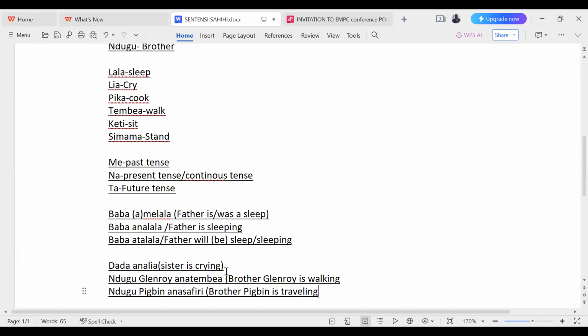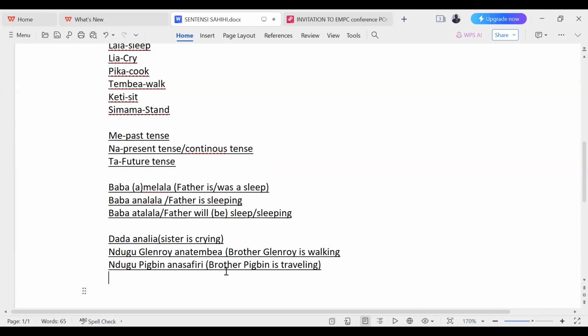Remember, the word safiri came from the word safari. When you say safari, it's a journey or a trip. So safari is the noun here, but the verb is safiri. Safari is the noun, journey. Safiri is the verb of safari, which means traveling, or having a journey, or being on a journey.